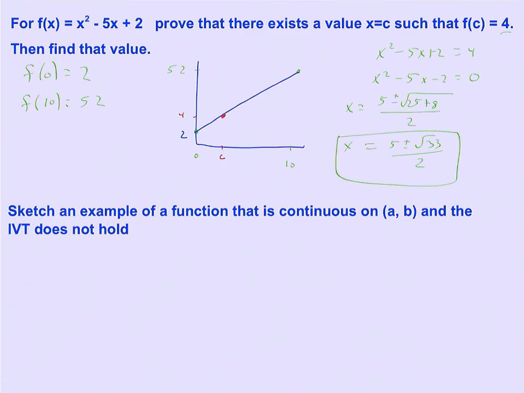Okay, this last question here is the last thing we'll do. An example of a function that is continuous on, notice, the open interval from a to b, and the IVT does not hold. So, for example, if you had a function with an a and b on the x-axis, if you had a function that was continuous on the open interval from a to b, sorry, I didn't draw this very well here. Continuous on the open interval from a to b.